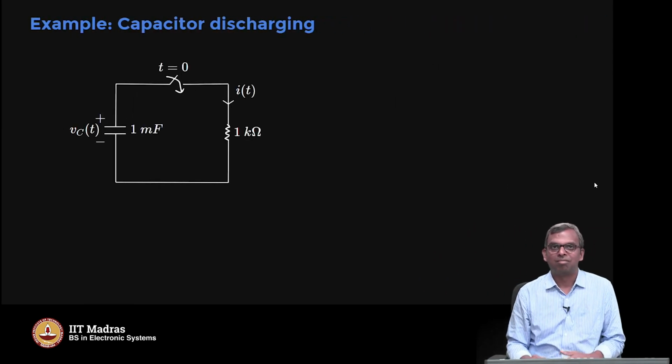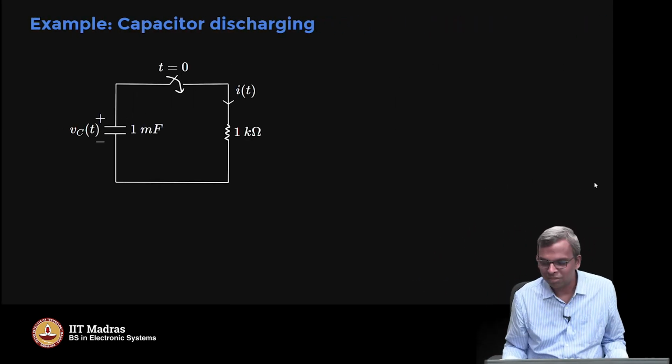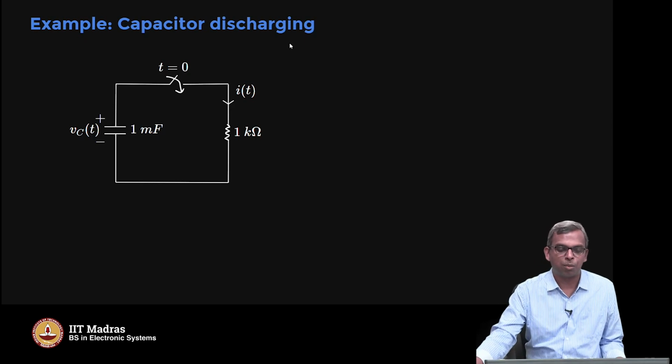So here's an electronic circuits problem. Here's a capacitor discharging problem. It's a very classic problem in electronics. You have a capacitor which is already charged. It has some initial voltage across it. So Vc of 0 is not equal to 0; it is something positive. The value of the capacitance is 1 millifarad.